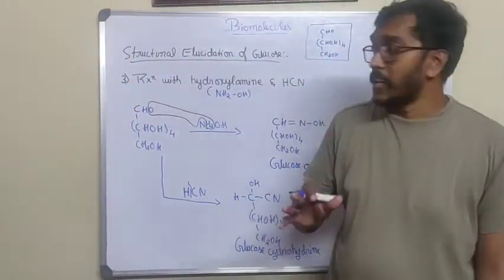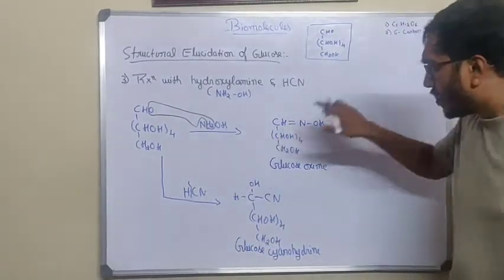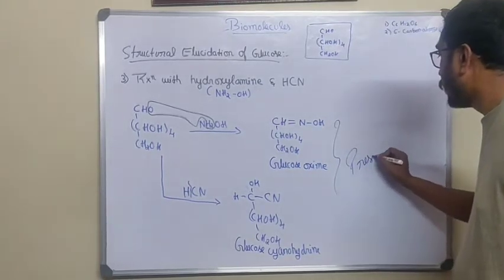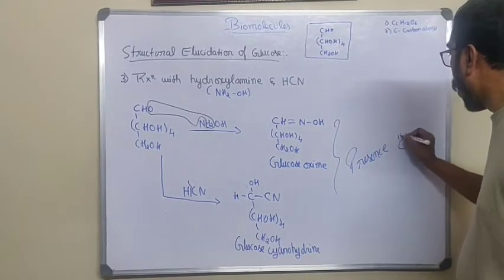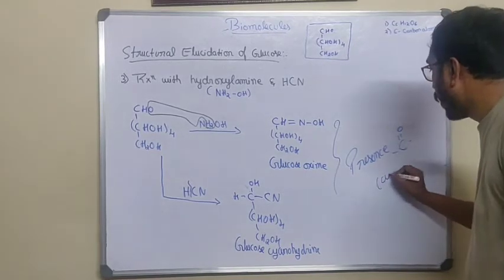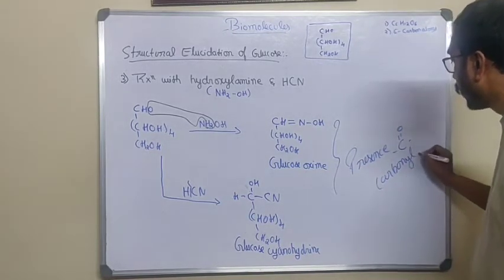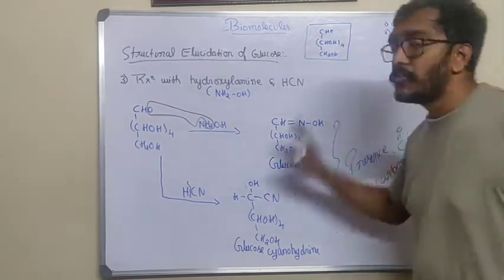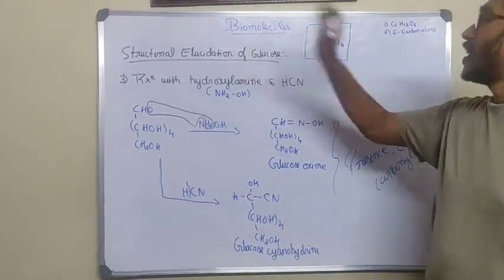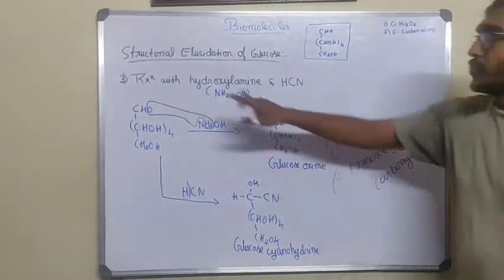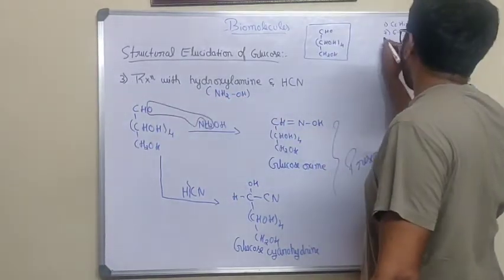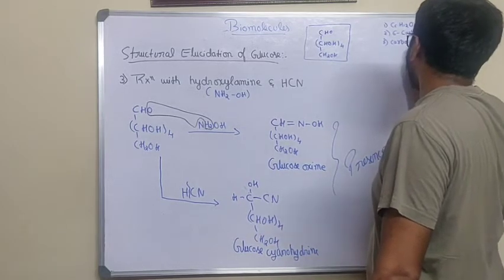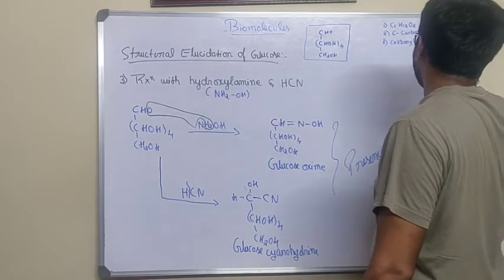ketones and carboxylic acid chapter. We are going to get the same product if there is the presence of what? The presence of a carbonyl group. So from this reaction it is very clear that glucose contains a carbonyl group. So this is the third point: glucose contains a carbonyl group.